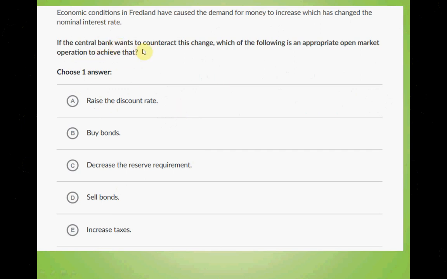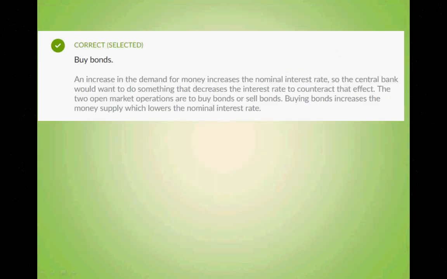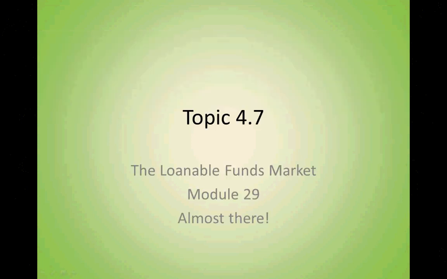If the central bank wants to counteract this change, because what's happening is interest rates are going up now because there's a rightward shift. If the central bank wants to counteract this change, which of the following is an appropriate open market operation? So what can they do? There's a higher demand for money. Interest rates are going up. What can they do? Pause the video. And come back, and they can buy bonds, right? I'm not going to read through all this one. Hopefully you guys are getting it by this point, but they can buy bonds and try to basically slow down that effect. All right, and that's where we are for here, topic 4.7.